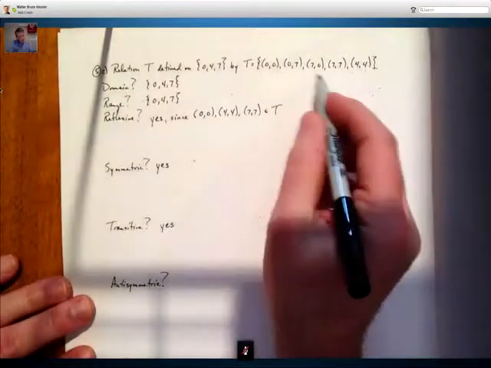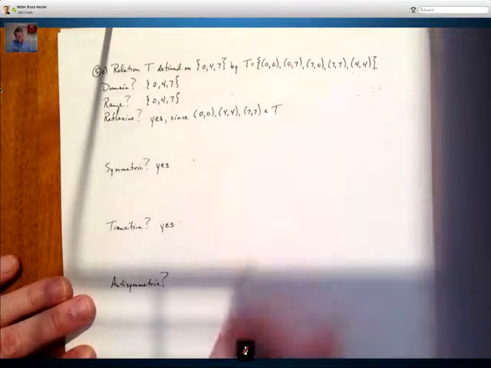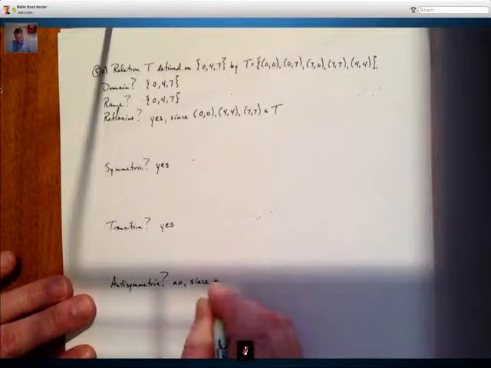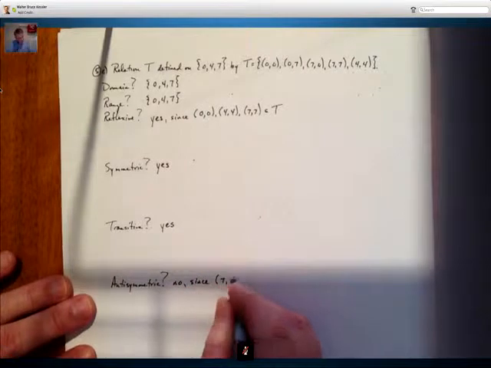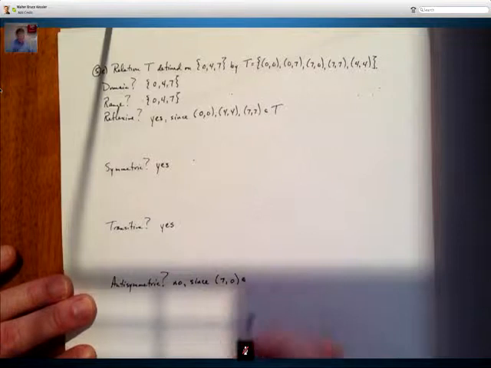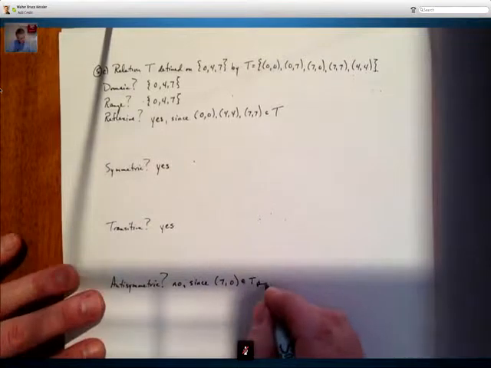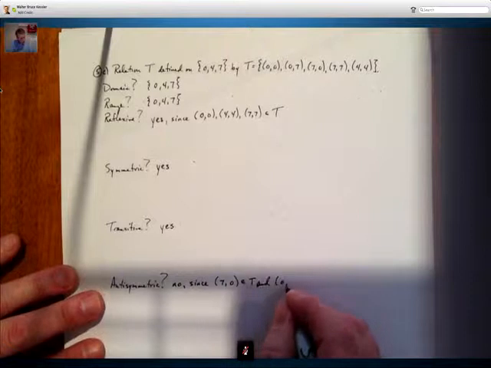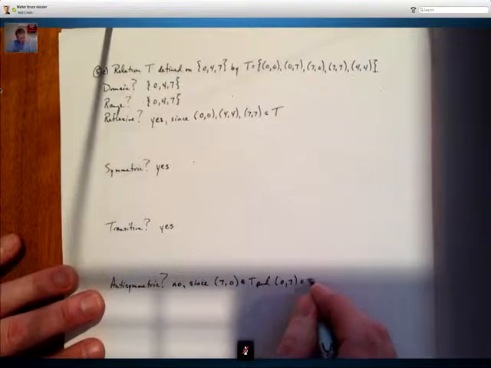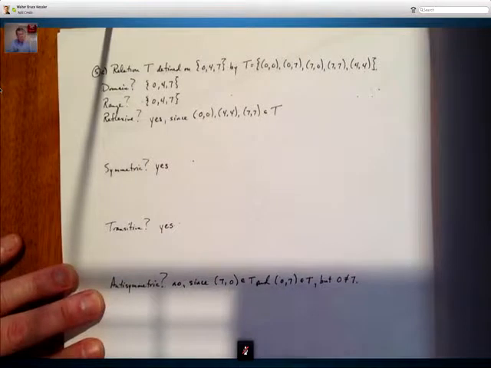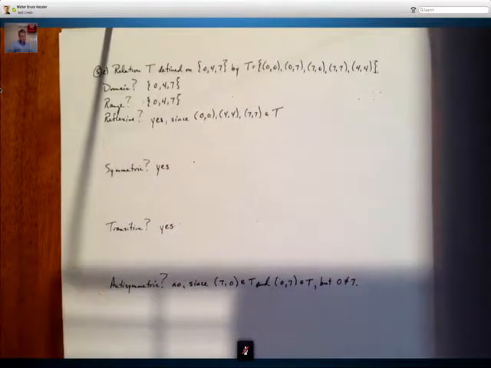And then anti-symmetric, well actually these two we talked about will mess up the anti-symmetric thing. So no, since 7, 0 is in T, and 0, 7 is in T, but 0 and 7 are different things.